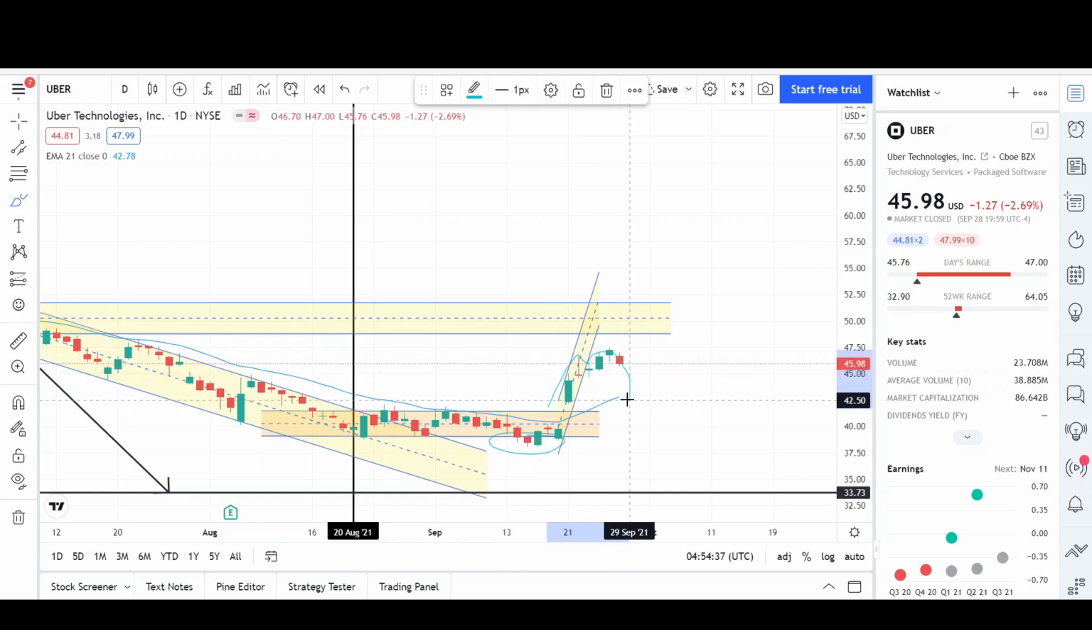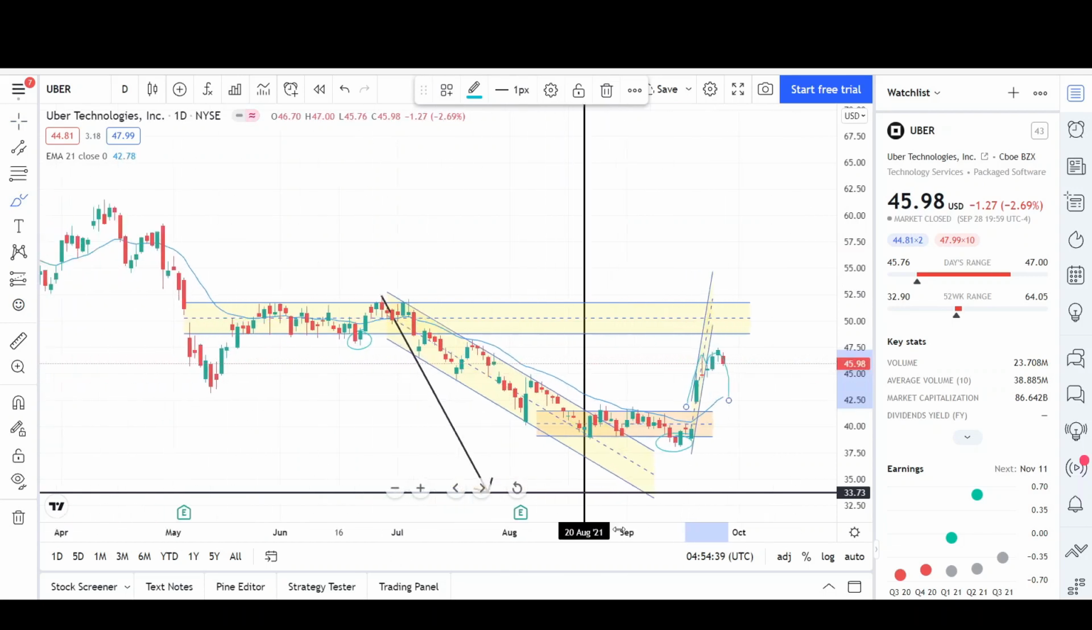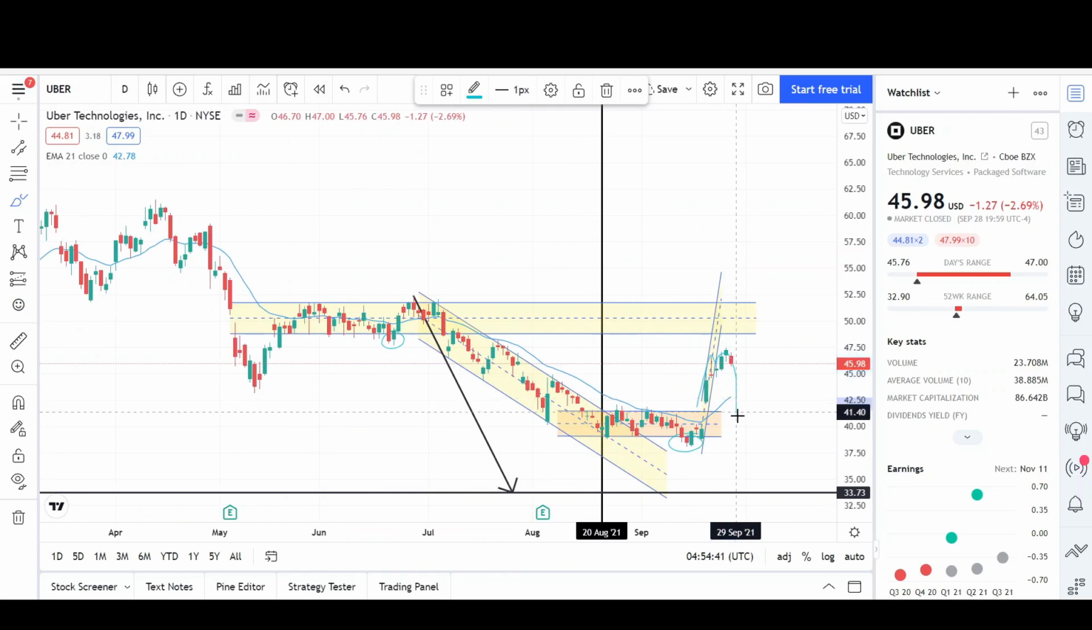So we could just roll over back to the EMA to test it, and probably back to the breakout, which is right here, right around this $41 level. That's where we could go if we don't reach this $48 target. I don't think we will. It looks a little more bearish just because we're kind of starting to roll over, and it couldn't pass this high by a good amount.